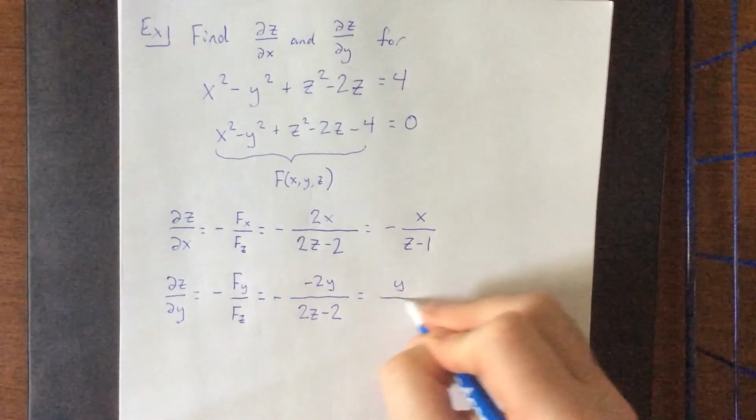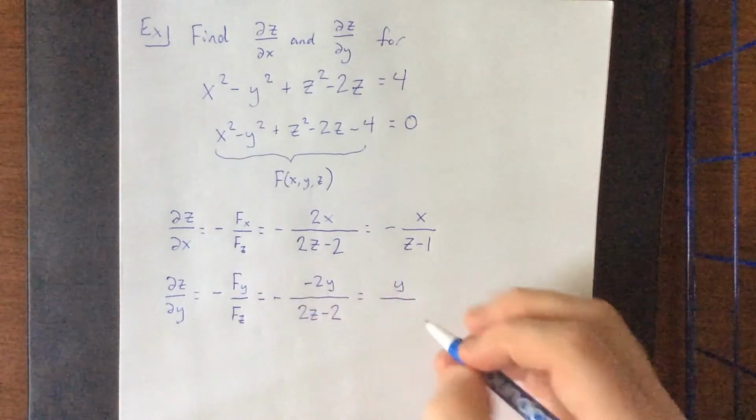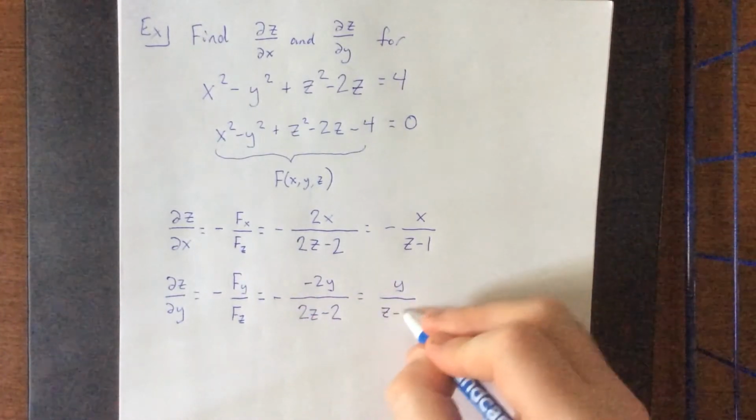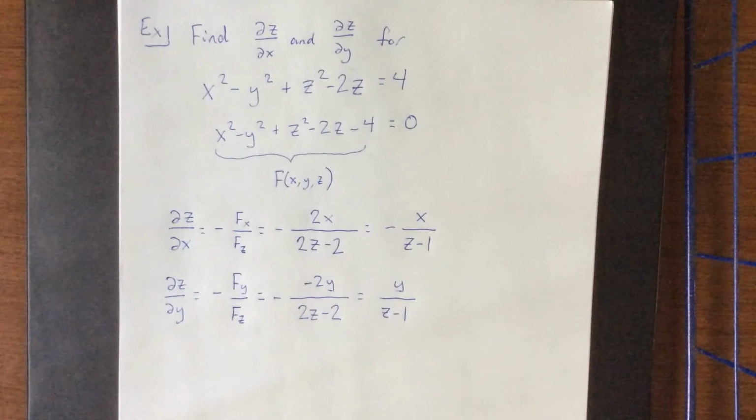We'll reduce this as well. We'll cancel the negative from the numerator with the negative in front of the fraction and reduce top and bottom by a factor of 2. That is the way our implicit function theorem works, and it is so much nicer than the technique of implicit differentiation.